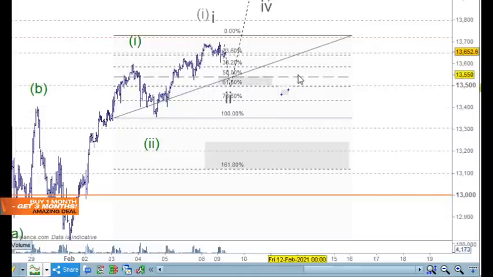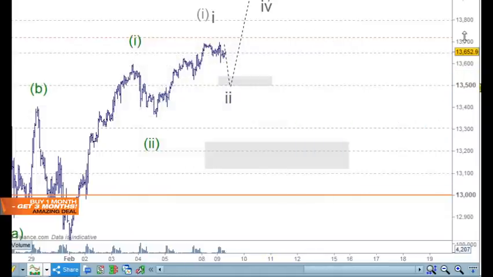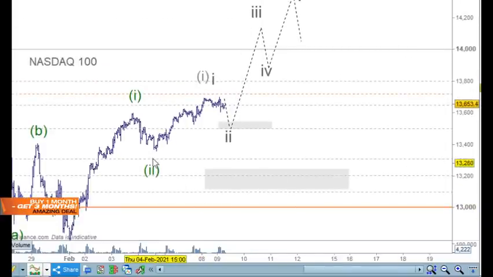That 13,000 is really the support for this. So you may be able to see that too. We've got 1 and 2 here, and 3 here, and 4 here, and then 1 and 2 and 3 and 4 and 5. We'll take a closer look at that in a moment.